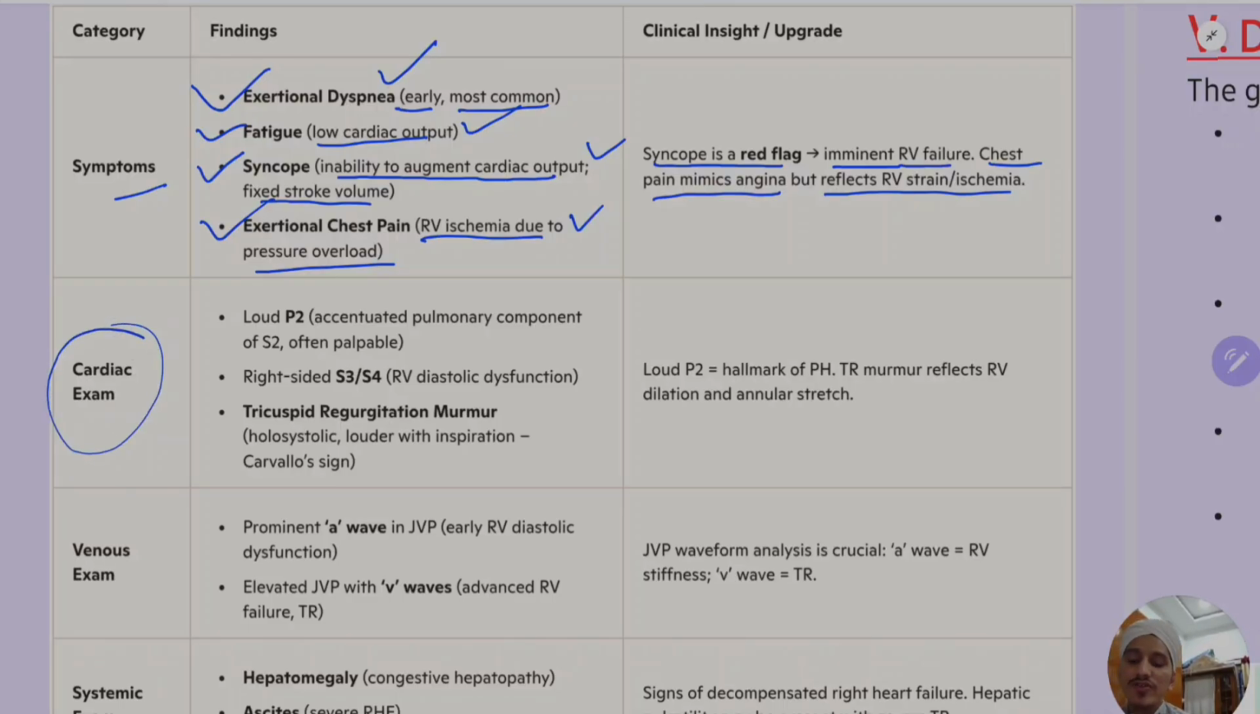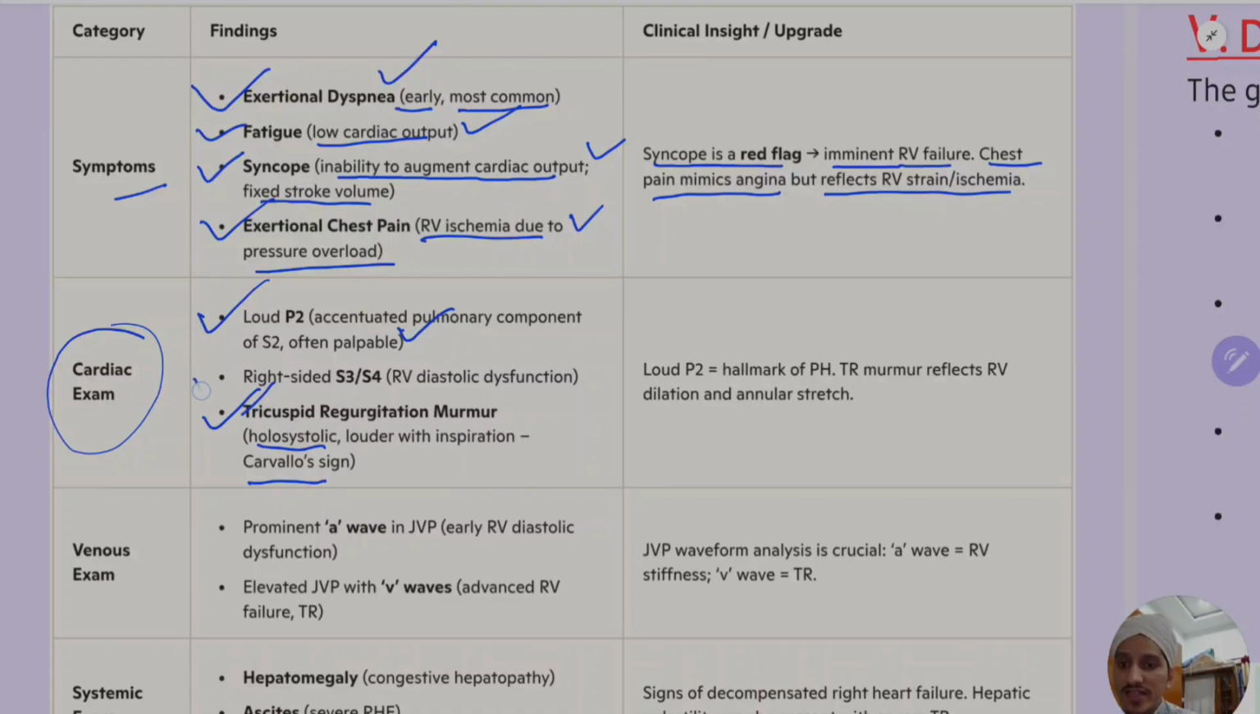So on cardiac examination, as I said, you will have a loud P2, accentuated pulmonary component of S2, and often palpable P2. Okay, and you will have a tricuspid regurgitant murmur, which is holosystolic, meaning pansystolic murmur. And remember one thing: any murmur on the right side of the heart will increase with inspiration because of increased venous return from the limbs to the heart. Increased venous return during inspiration, the murmurs of the right side of the heart will increase. That is known as Carvallo's sign. So there will be tricuspid regurgitant murmur.